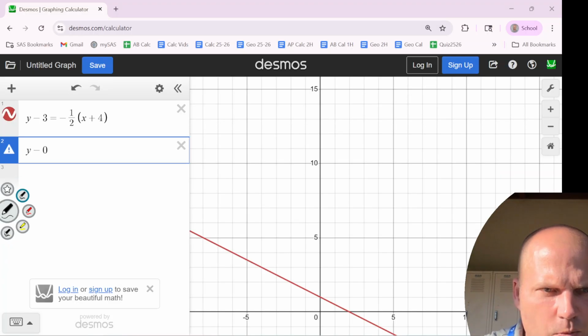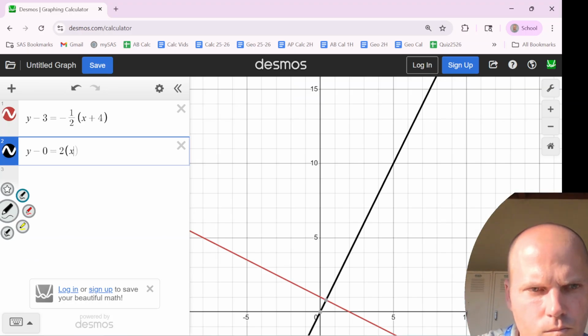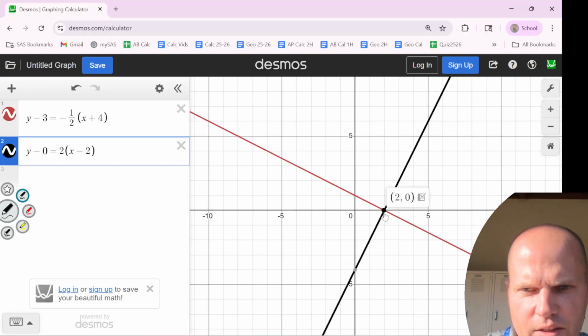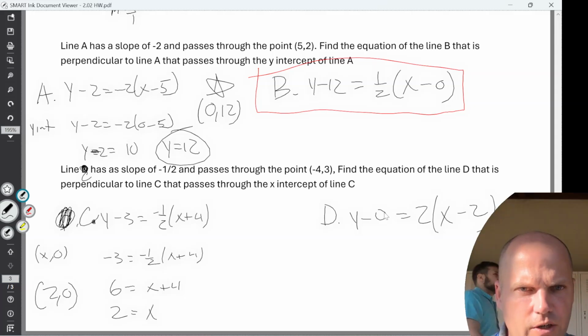Just graphing these on Desmos to double check, and seeing that they are perpendicular and they both share this x-intercept of 2, 0.